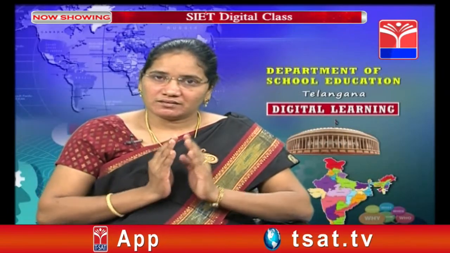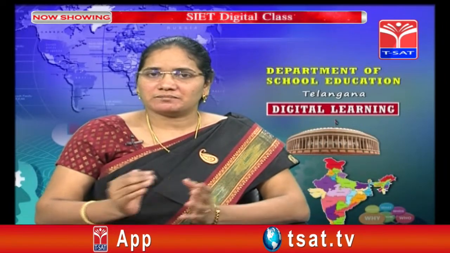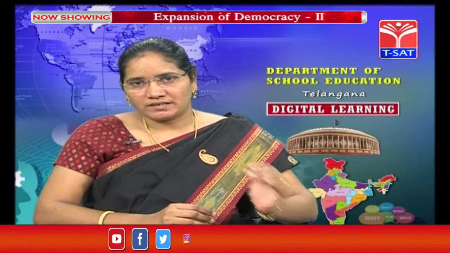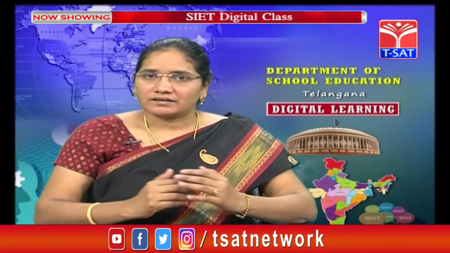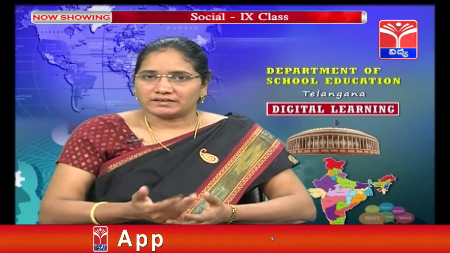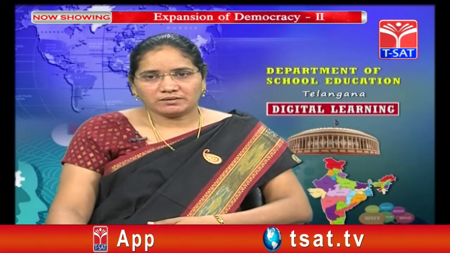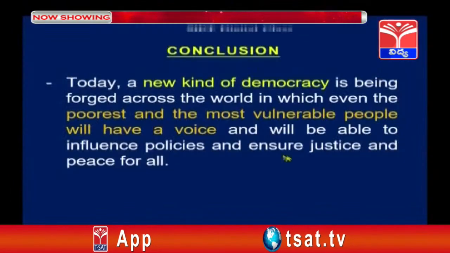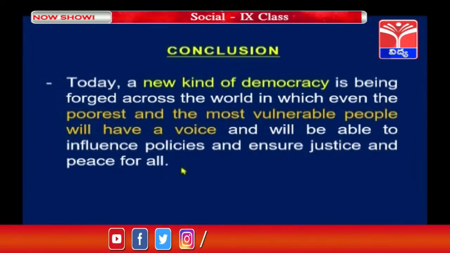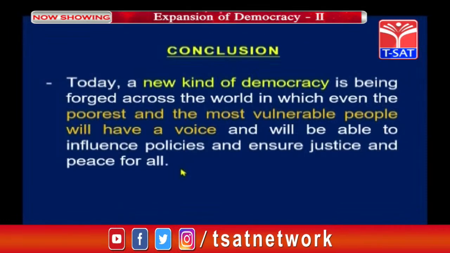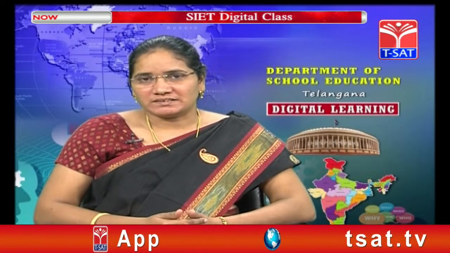That means in democracy, even the form of democracy has come up with new ideals now. Even in a country, the poor and weak sections of the people can also raise their voice and demand things from the government, and will be able to influence policies and ensure justice and peace for all. So this is the new kind of democracy arising in the 20th century. With this we have come to the end of this chapter, children.